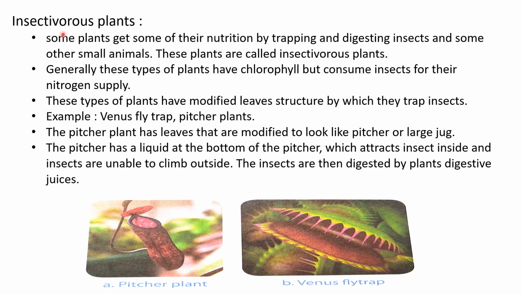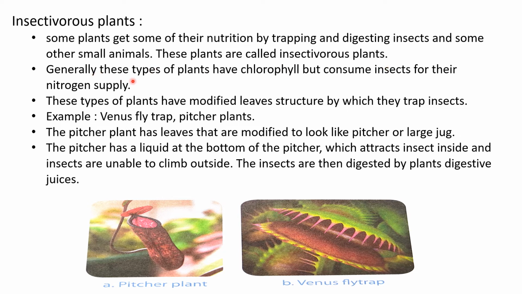Now we learn about the insectivorous plant. By hearing the term, you can understand the meaning. Insectivorous: vorous is related to eating, and insect, that means some plants are eating insects. These are called insectivorous plants. Some plants get some of their nutrition by trapping and digesting insects and some other small animals. So insectivorous plants are nothing but plants which eat insects.